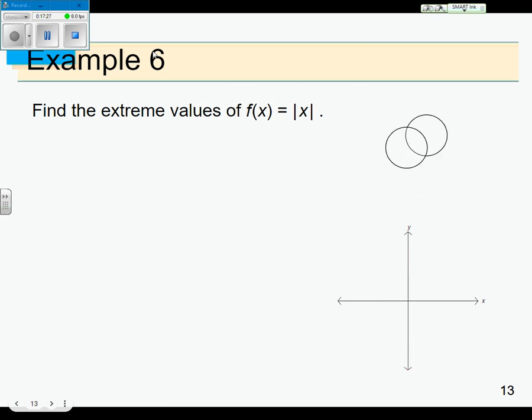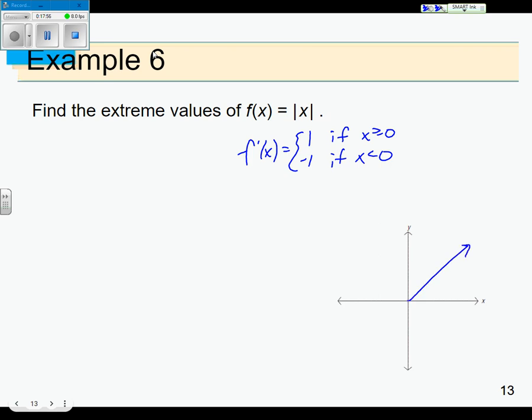Okay, let's look at the extreme values of the absolute value of x. Remember, the derivative of this gets kind of weird. We have to do a whole piecewise function on it. It's equal to 1 if x is greater than or equal to 0, and equal to -1 if x is less than 0. We've proved that before. And that's how we get this v right here.